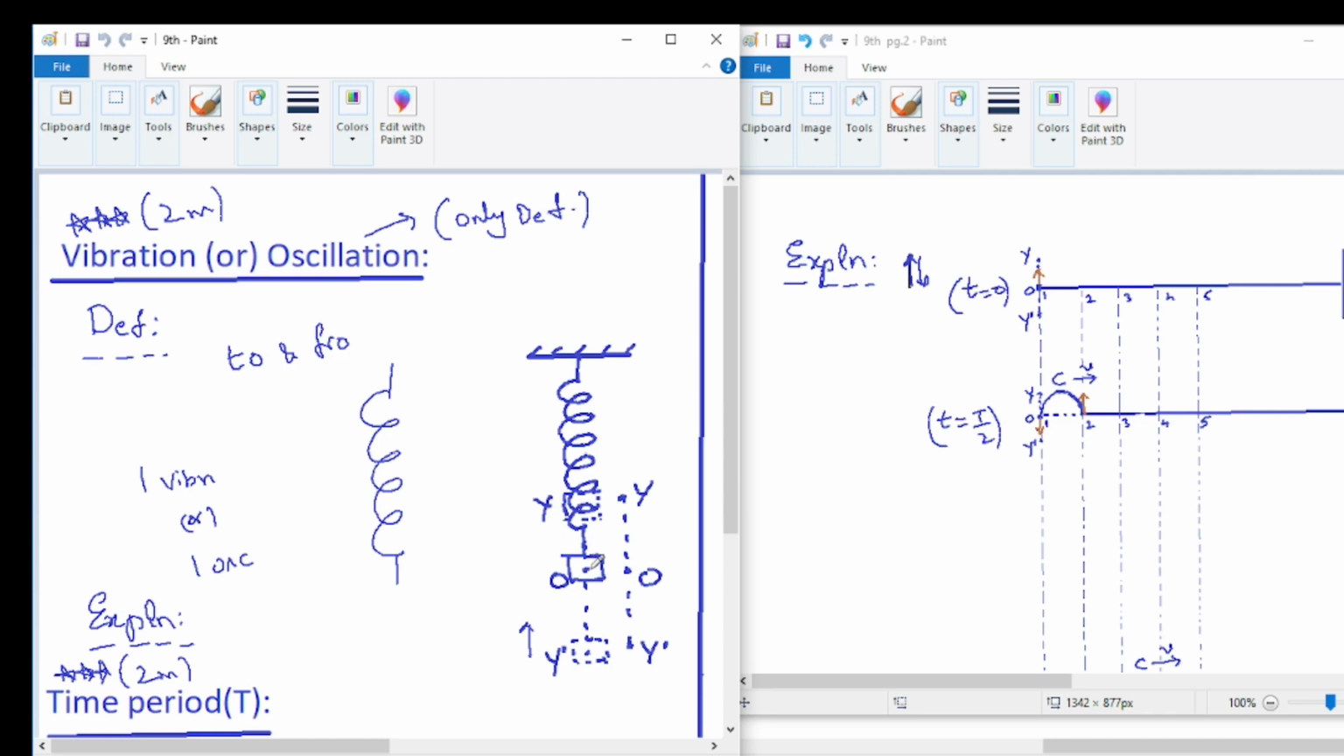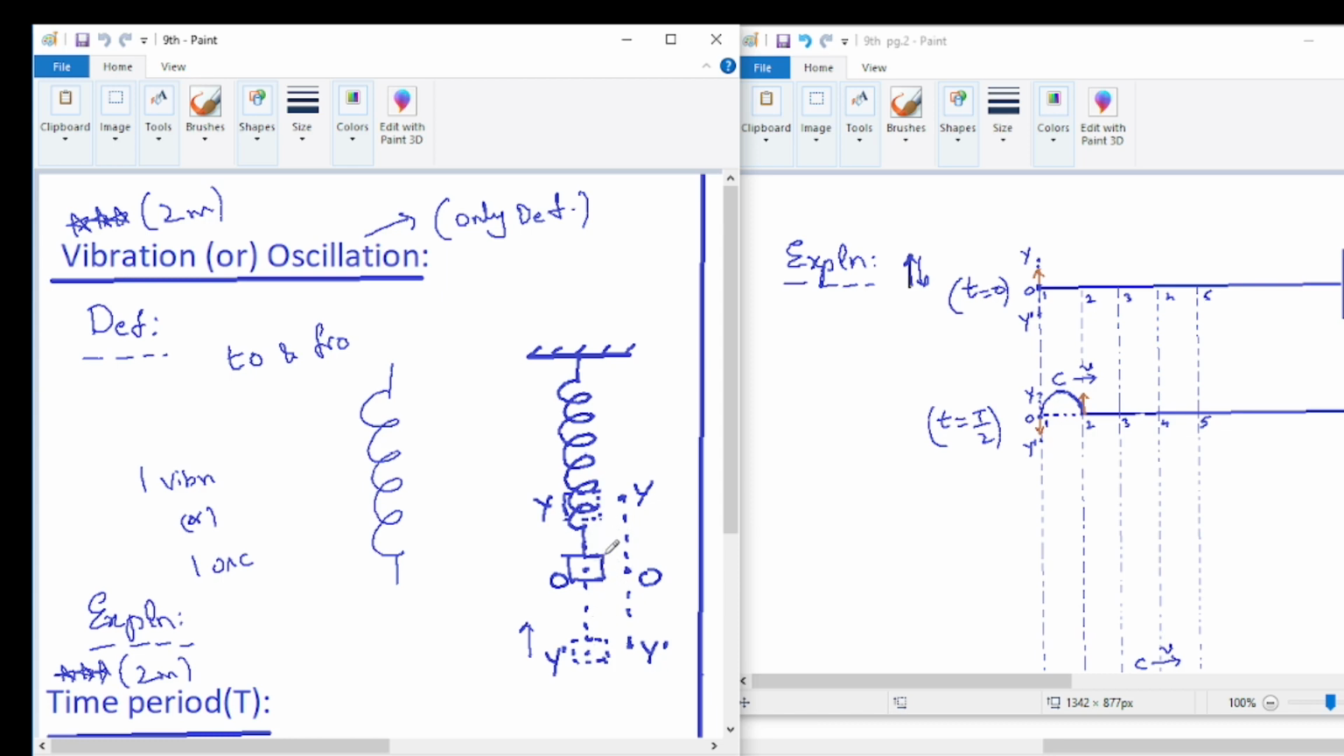This vibratory motion will be present equally. The motion will be almost identical above the mean position O and also below the mean position O. During vibratory motion there are two directions of motion: once upwards from Y dash to O to Y, and then downwards from Y to Y dash. This way it's executing to and fro motion. Upwards is towards the topmost point Y, and downwards is away from the topmost point Y. So to and fro motion itself is called vibratory motion.